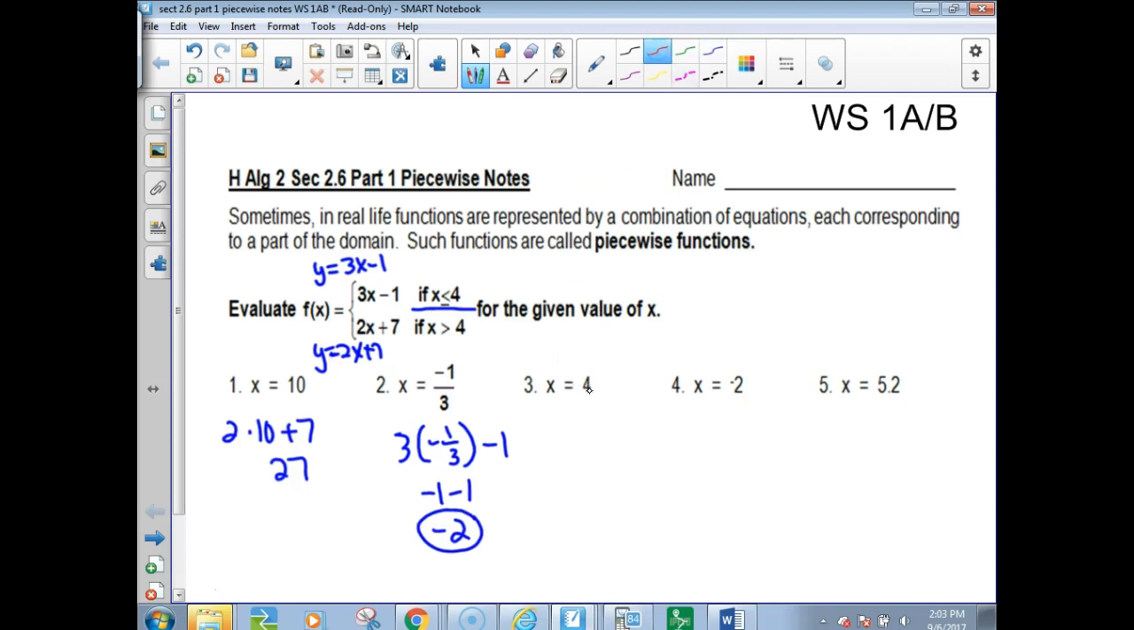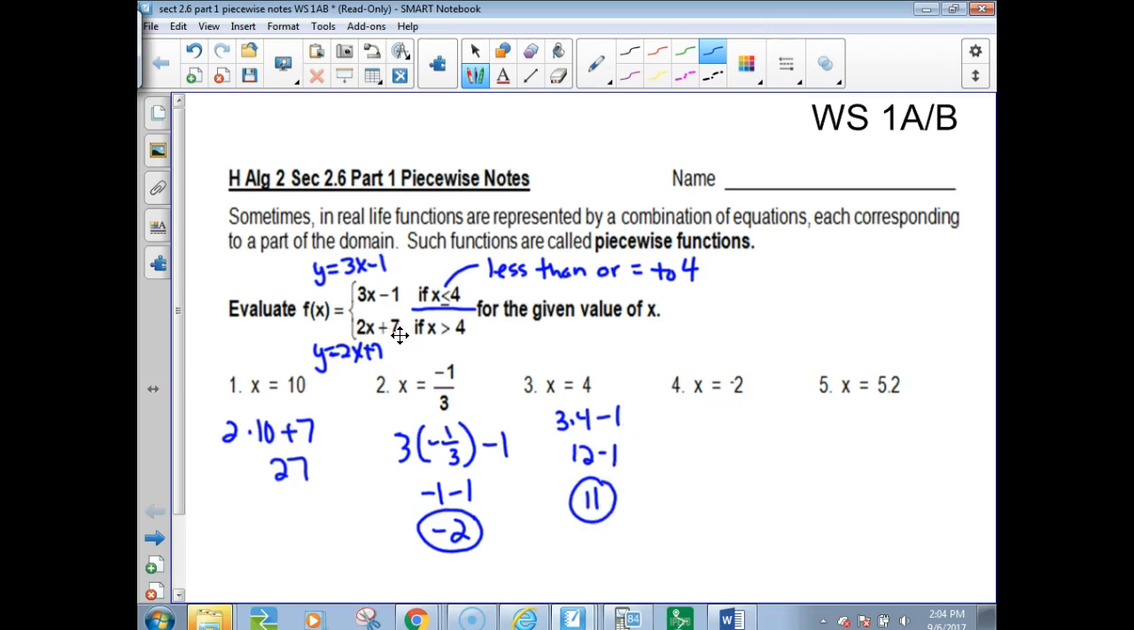The third one, x is 4. Some of the people have been having some difficulty, I think, still don't really understand what these symbols mean, so I'm going to write it down again. This means less than or equal to. So it's less than or equal to 4. This one says to evaluate when x is 4, so you'd be plugging in on the first one because that's the one that includes 4. So it'd be 3 times 4 minus 1. That's 12 minus 1, so the answer to that part is 11.